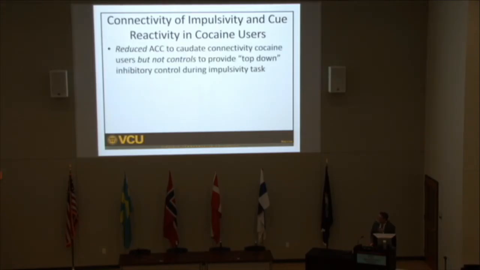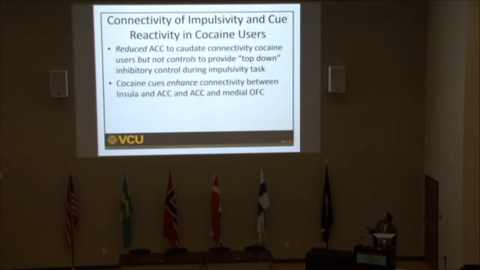Just in summarizing this, the reduced anterior cingulate to caudate effective connectivity in cocaine users was driven by differences in top-down control in the cocaine users compared to the controls. The cocaine cues enhance the connectivity between the insula and ACC. So the ACC is a key brain region for both impulsivity and drug cue reactivity.